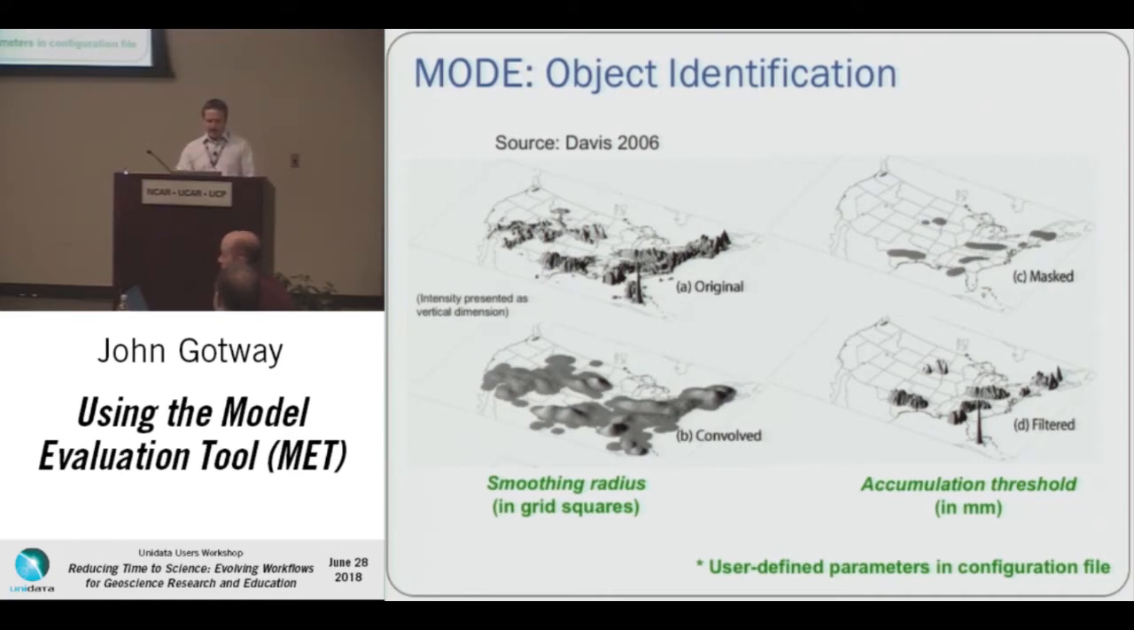And then the steps in doing object verification with MODE, the first step is to convolve the data. So convolution basically means smooth the data out by averaging with points nearby each individual grid cell. So the third step is we apply a threshold to that mask to define basically the regions of interest. And then we restore the raw data values back inside those objects and compute object-based attributes to assess how well the forecast objects compare to the observation objects. And all of these settings are controlled in a user-defined configuration file.